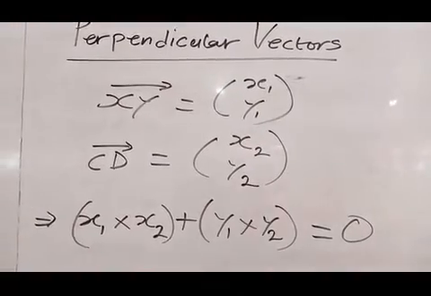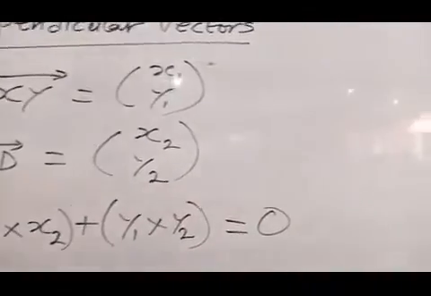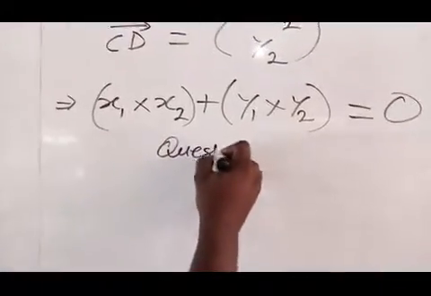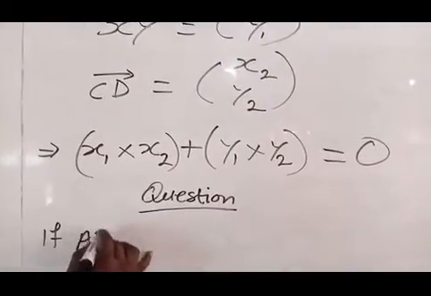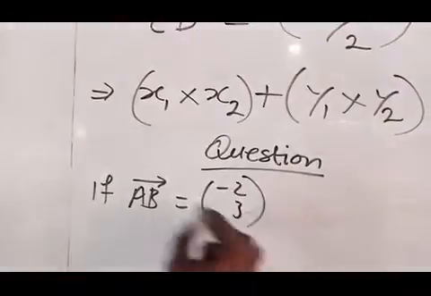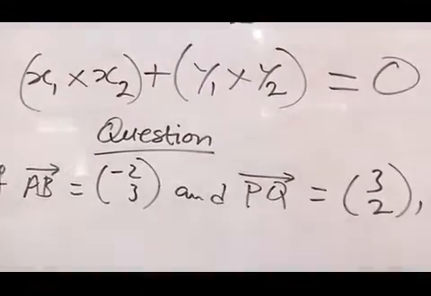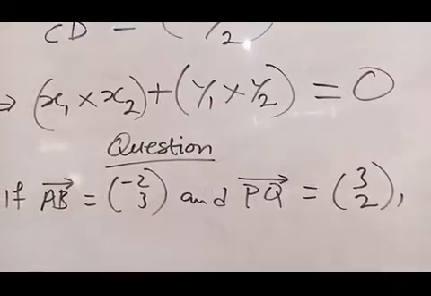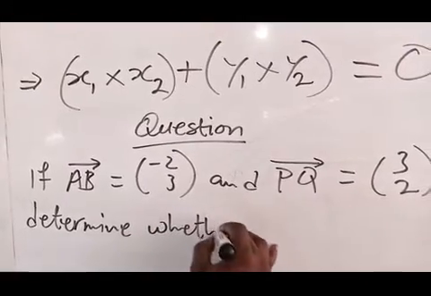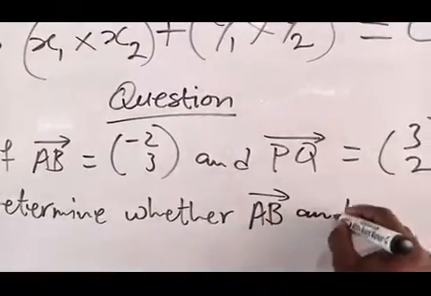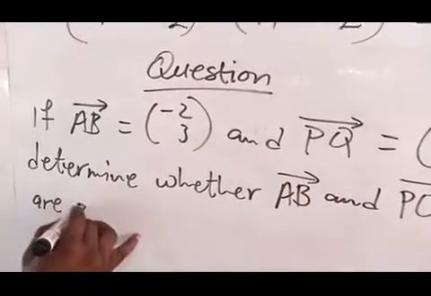All right, so with that understood, let's take an example. Let's take this question. If AB is equal to minus 2, 3, and PQ is equal to 3, 2. Determine whether AB and PQ are perpendicular vectors.